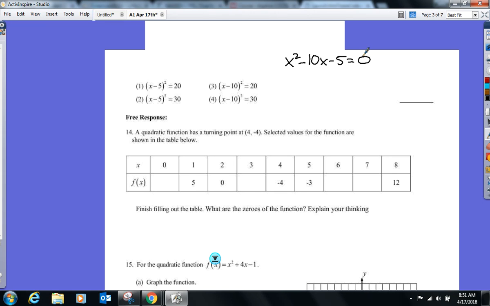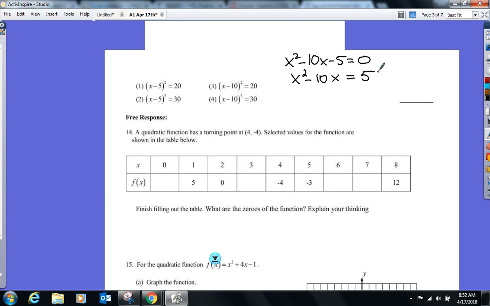First step to completing the square. Not yet. Even before I move the C value, what do I have to take a check of? A value's got to be 1. Is it 1? Okay, we're good now. Now move your C value over. Yep. Go ahead and move your C value over. So x squared minus 10x equals 5.